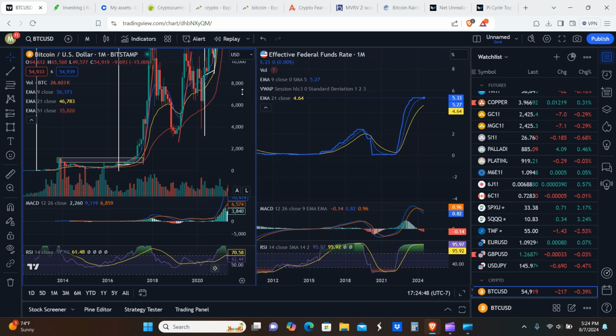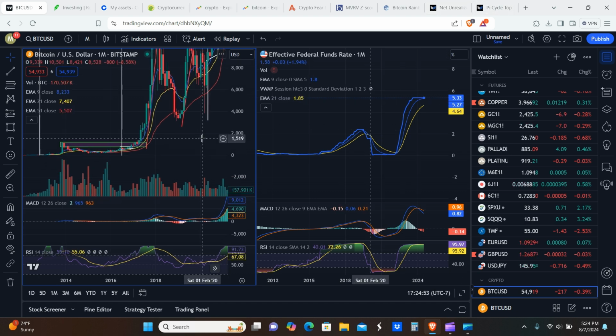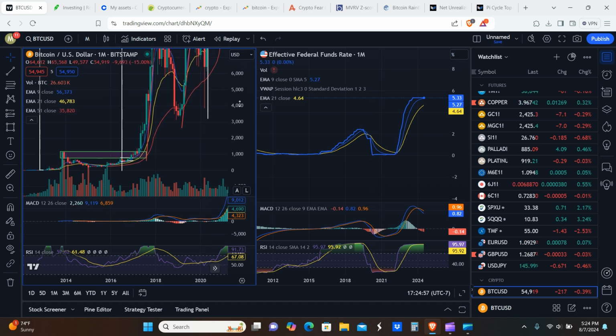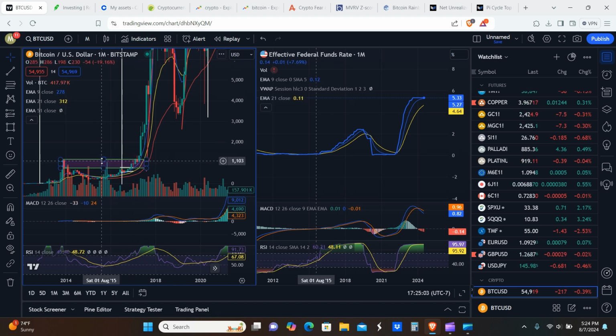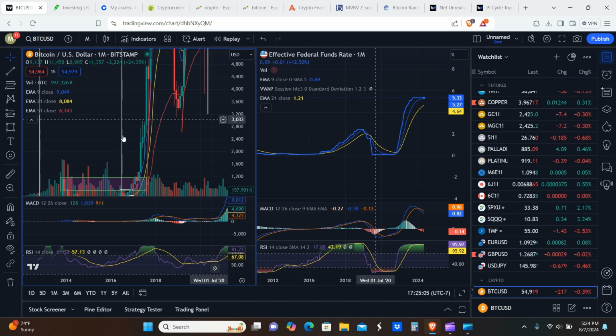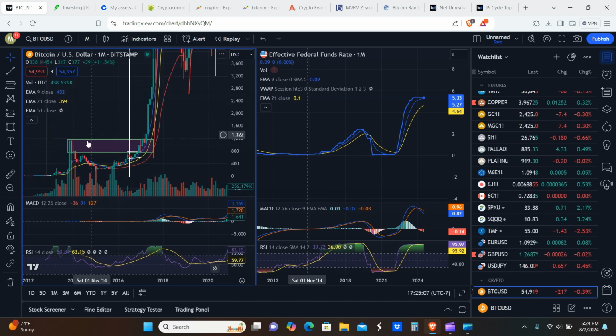Okay, so there's a couple of things, before we get into all these other metrics, that I want to show you guys on the Bitcoin chart just to keep things in perspective here. So here's what I want you to understand. What we're looking for is a break of the previous all-time high. You can see this on the monthly time frame.